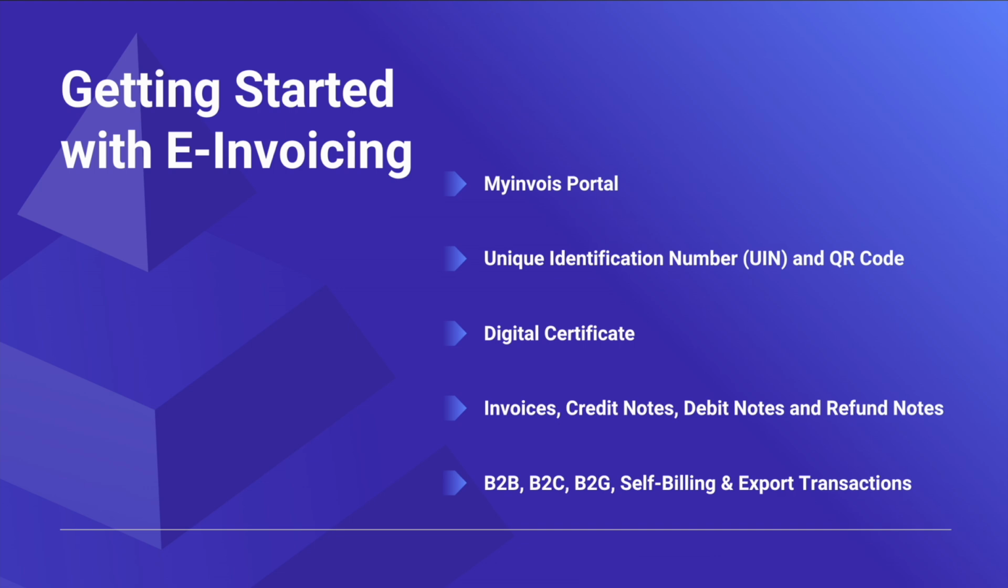Unique identification number and QR code. So the UIN and QR code are the two new elements that are added to your invoice format. The UIN is given by LHDN to every e-invoice to uniquely identify the invoice, and the QR code contains a link to the portal for your customers or anyone to verify the validity of the e-invoice.